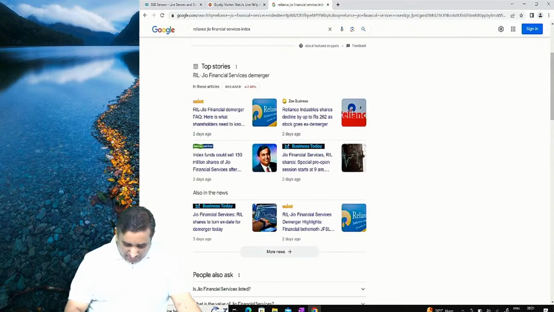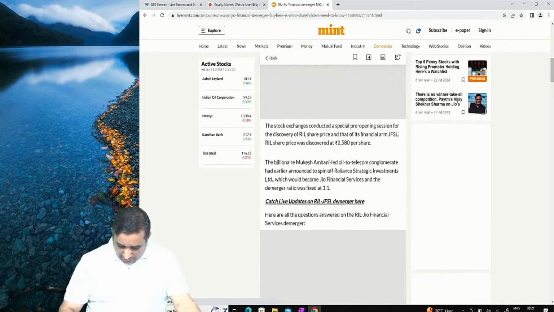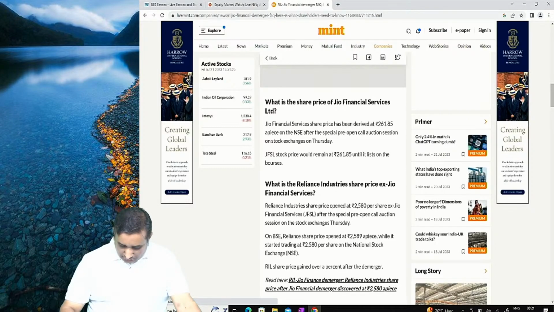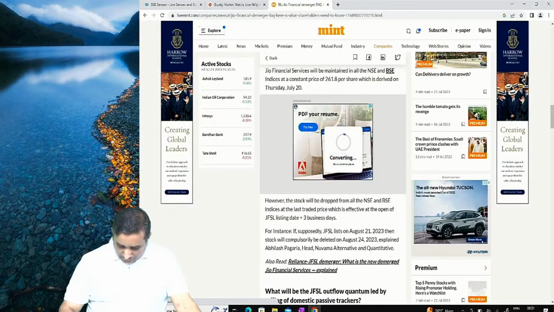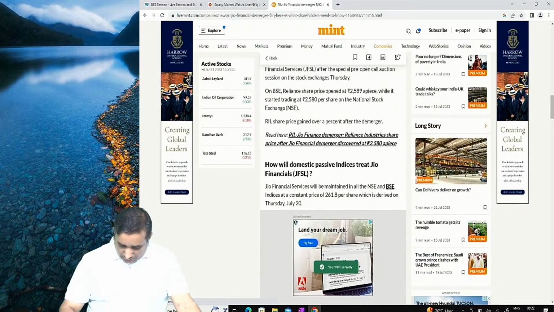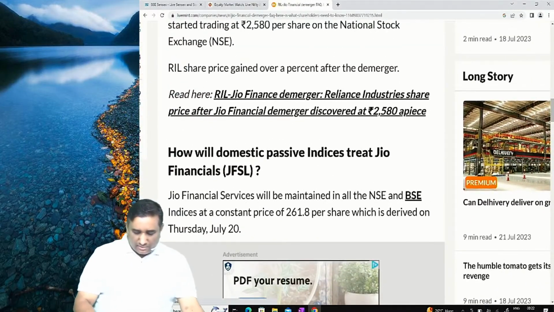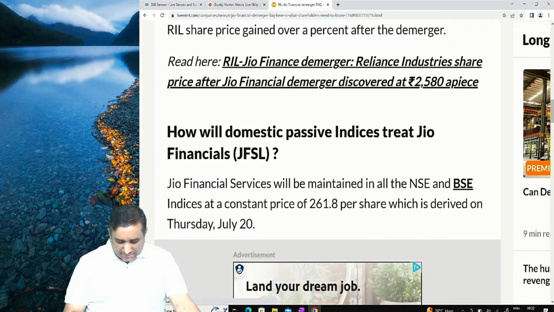Now let me read any of the articles, I don't know. Now Reliance will become part of this. Look at this. Geo Financial Services will be maintained in all NSE and BSE indices at constant price. Try to understand what I mean here.